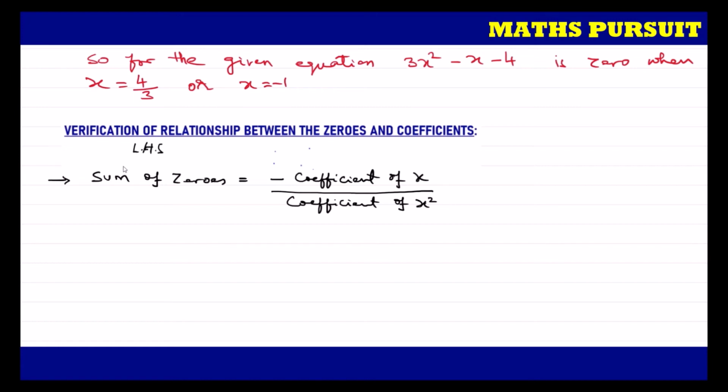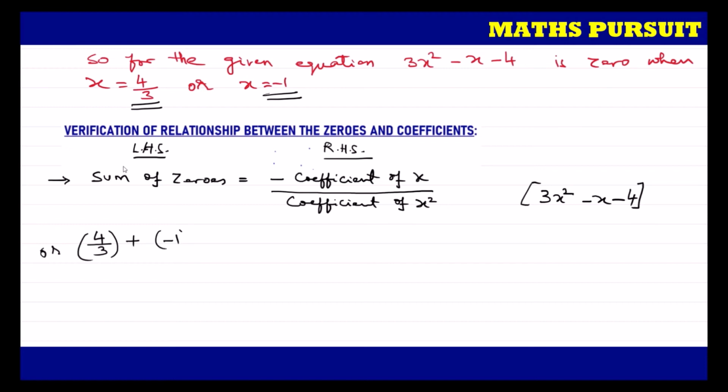Let me name this side as left hand side and this side as right hand side. So we are going to prove that the left hand side of the equation is equal to the right side of the equation. And the given equation here is 3x to the power 2 minus x minus 4. I am just rewriting the equation. So for the sum of zeros, we got two values for the zeros: one is 4 upon 3 and the other is -1. So sum of zeros means I can write 4 upon 3 plus -1. I am just adding those two values that we got for the zeros.